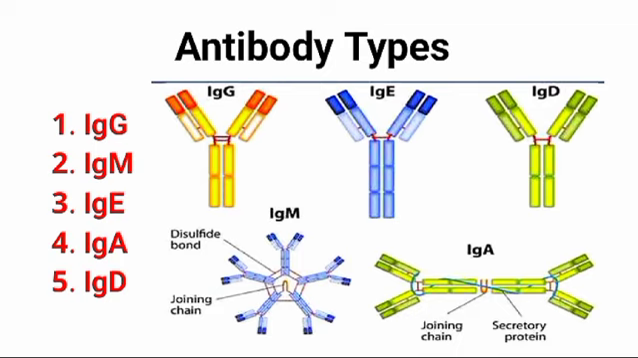Now let's talk about the antibody types. Antibodies are grouped into five classes or types according to their constant region and activity. The five primary classes of immunoglobulins are IgG, IgM, IgE, IgA, and IgD. IgG has gamma chains, IgM has mu chains, IgE has epsilon chains, IgA has alpha chains, and IgD has delta chains.